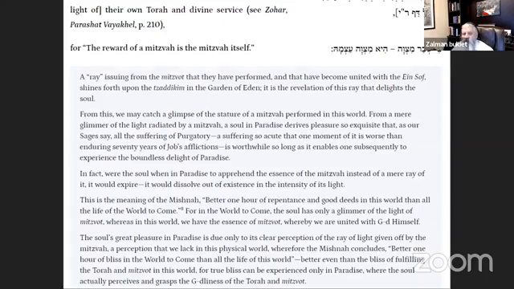The soul's greatest pleasure in paradise is due only to its clear perception of the ray of light given off by the mitzvah, a perception that we lack in this physical world. Whereas the Mishnah concludes, better one hour of bliss in the world to come than all of the life of this world, better even than the bliss of the fulfillment of a mitzvah in this world. For the true bliss can be experienced only in paradise, where the soul actually perceives and grasps the godliness of Torah and mitzvahs. So again, the Alter Rebbe wants to emphasize that ultimately, what is great about Gan Eden?